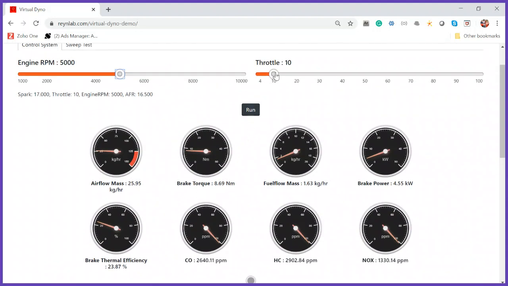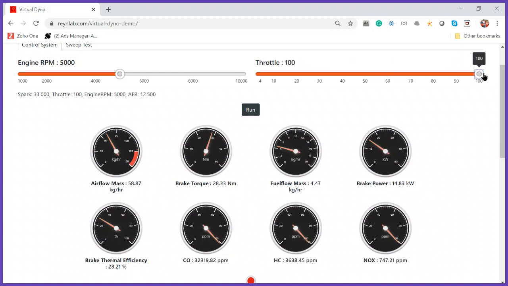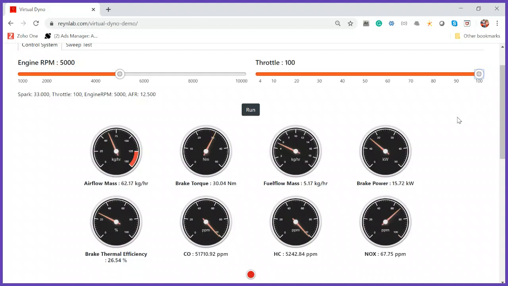As I start opening the throttle, 20%, your torque is climbing and air mass is increasing as well. It's now 35, gone to 46, torque is climbing. As more air starts going in, your emissions are also increasing because you're burning more fuel. 40% throttle, and all the way up to full throttle, which is 100% throttle.